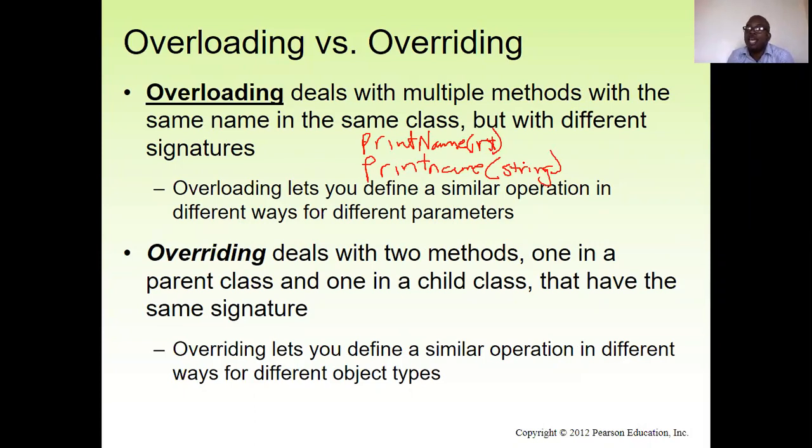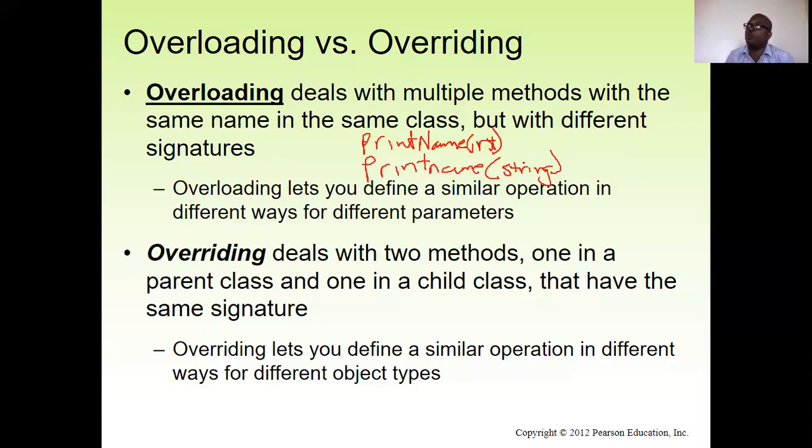In this case, the version of printName that will be run is dependent on what input I pass in. So just like with constructors, remember, you can have multiple versions of the constructor, one that takes in nothing, one that takes in all the instance variables, one that takes in some of them, and so on. That's overloading, right? Same method name in the same class, but different signatures, which means the parameter types and sequence are different.